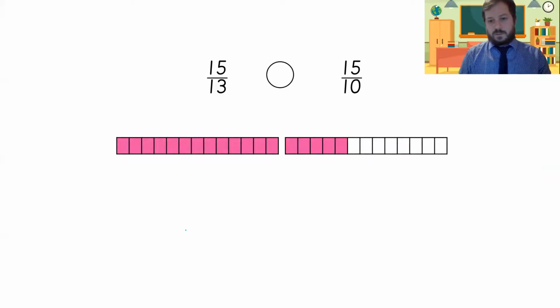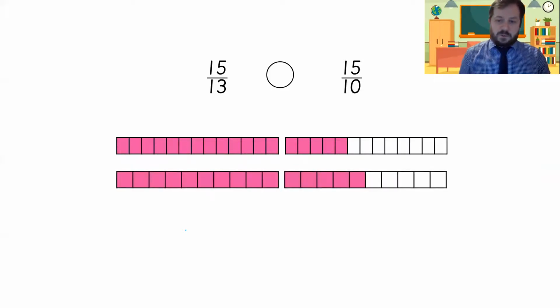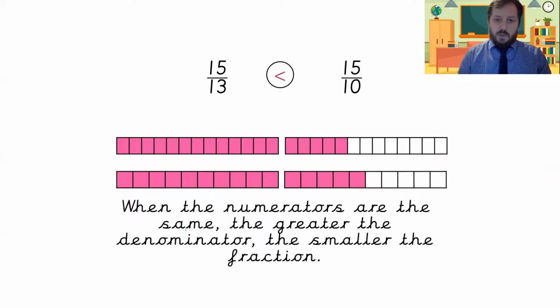This is an interesting one, and this is one we've talked about before. What do we have the same? Well, we can draw them out if we wanted to, and that would give us an answer. And that's fine. It's just complicated when we've got large denominators. Or we can use our rule. When the numerators are the same, in this case both 15, then we can compare the denominators.